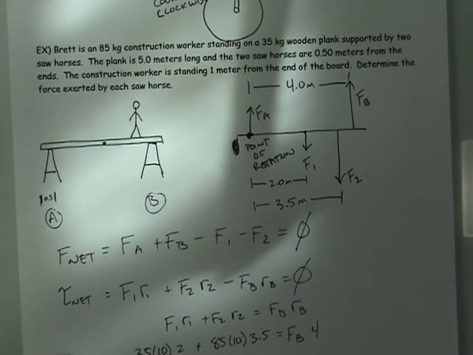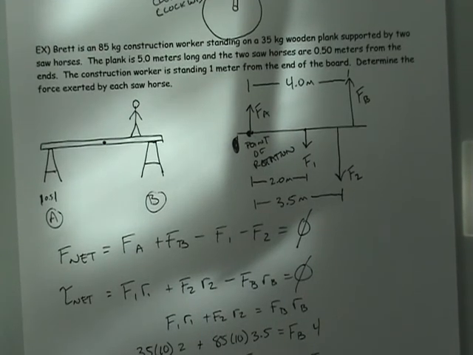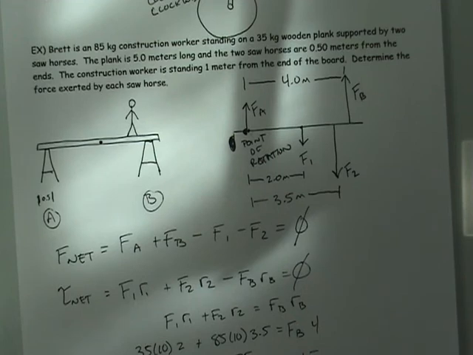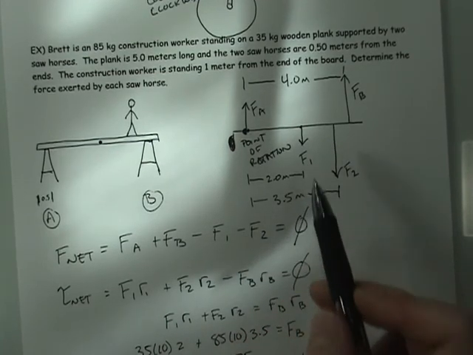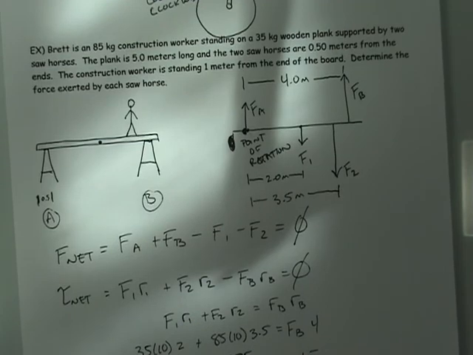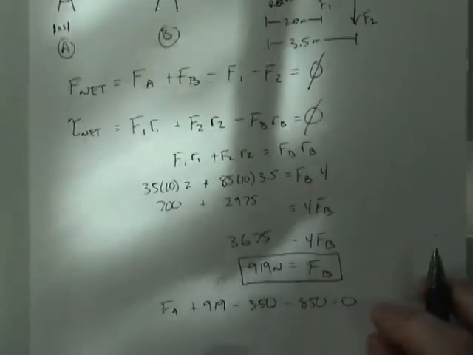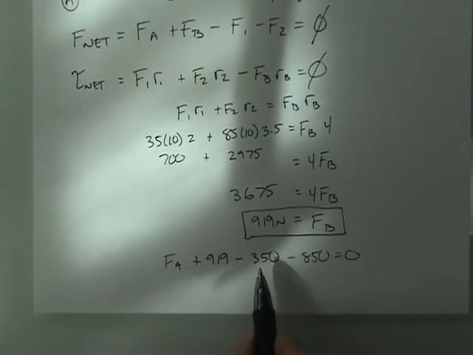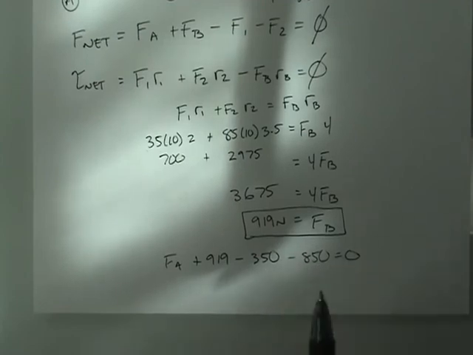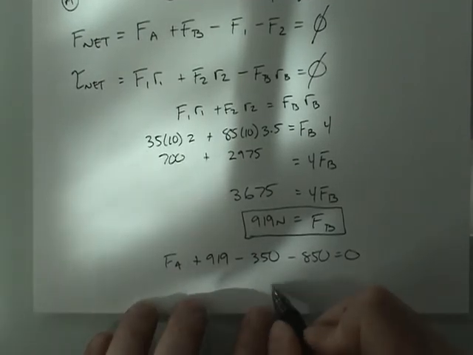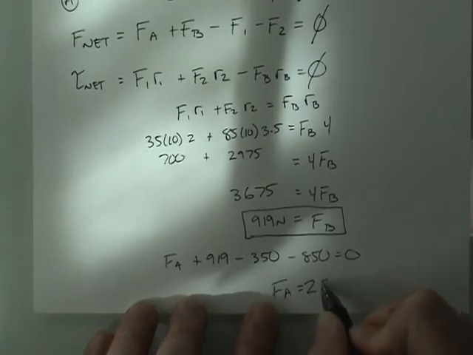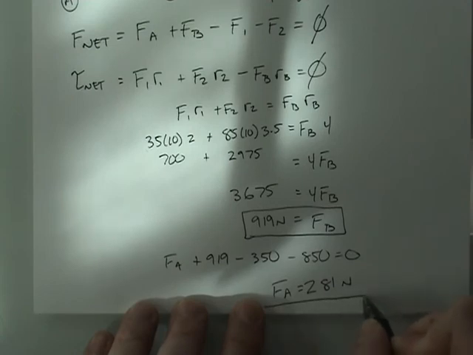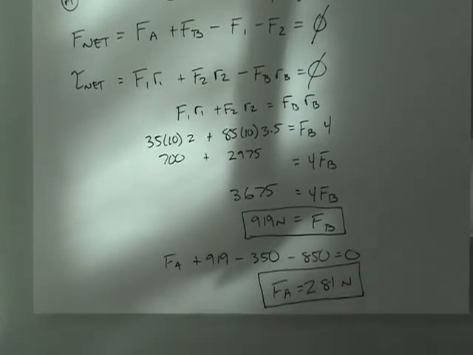I've already created the first equation that I needed, but now I'm going to go ahead and use that equation, which says that F of A plus 919 minus 350, that's the weight of the first person, that's F1, the force from the first guy, minus 850, that all must be equal to 0. Okay, so here's my equation: the force of A plus the force of B minus the force from the weight of the board minus the weight of the person must all add up to 0 because the object's not accelerating. And so therefore F of A would be equal to 281 newtons.